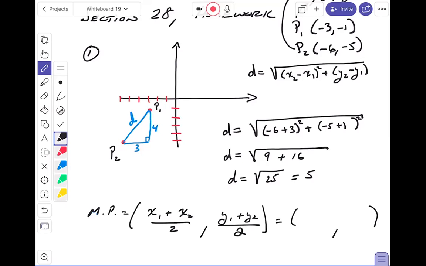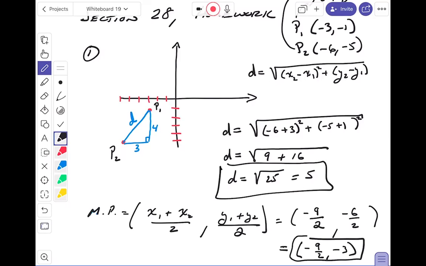And minus 6 minus 3 is minus 9 over 2. And if I add the y's together, minus 5 minus 1 is minus 6 divided by 2. I'm going to write this a little bit differently: as minus 9 halves, not much I can do about that, and minus 3. That's the midpoint. By the way, this is the distance over here.